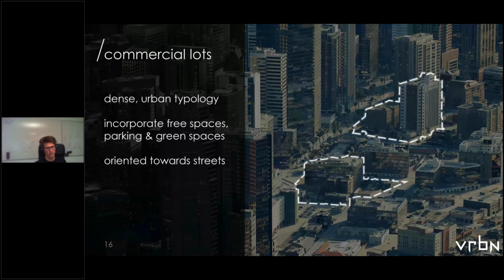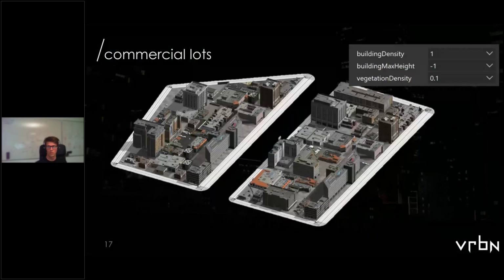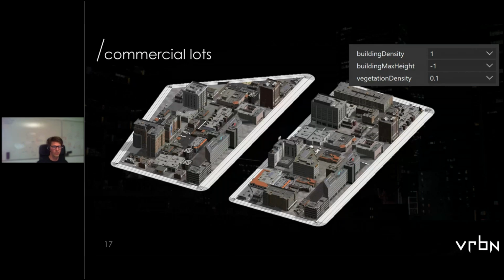And this is exactly what I would like to look at in the next few slides. So the default setting is a very high building density. The building maximum height is at -1. This is very often used as a default value, or in our case here as an invalid value. So as soon as it's above 0, it will actually be a filter.